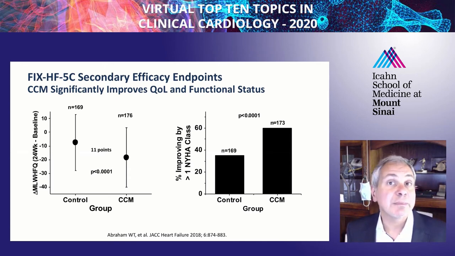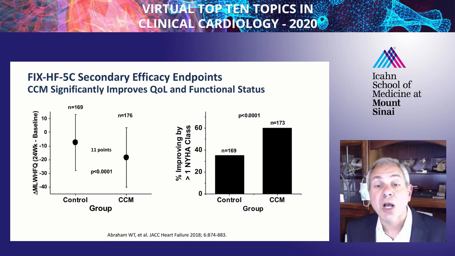And this 11-point between group difference also compares very favorably with other well-established heart failure therapies. For example, drug therapies in heart failure improve this quality of life score on average by about 3 to 5 points. And cardiac resynchronization therapy, again, in the CRT indicated population, improves this quality of life score by about 9 or 10 points, showing again how favorably CCM compares with well-established heart failure drug and device therapies.